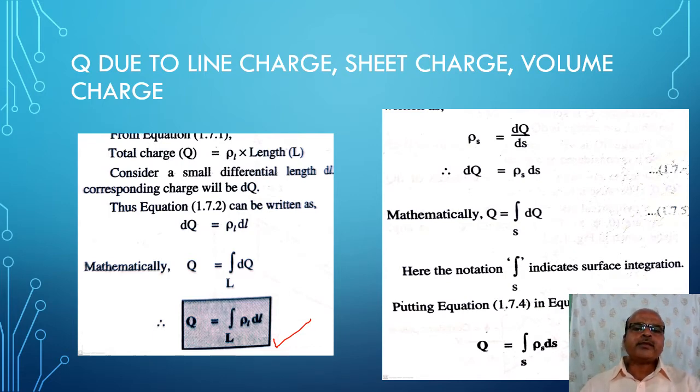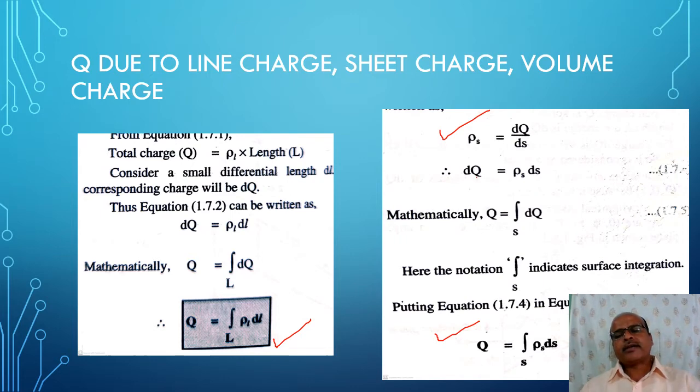Then sheet charge. The sheet charge rho s is given by dq by ds. Therefore dq is equal to the product of rho s into ds. Mathematically, Q is equal to the surface integral of dq. If we take this integral, we get Q is equal to the surface integral of rho s ds. So this is also an important equation. If in the problem a sheet charge is given and we have to find the point charge, then we have to solve this integral. Here ds is a differential surface area.